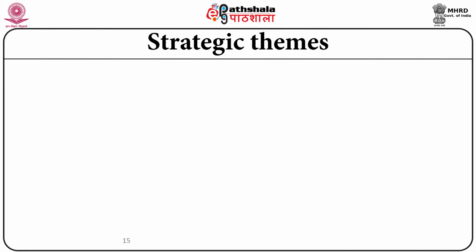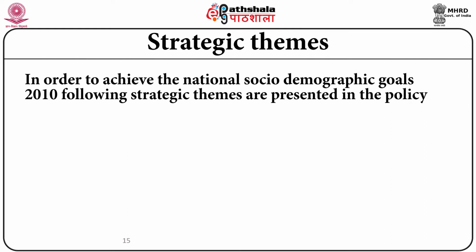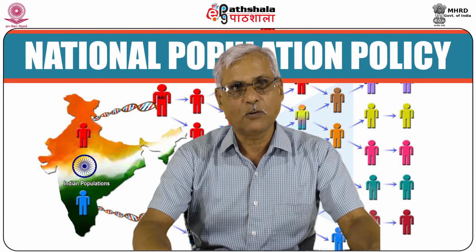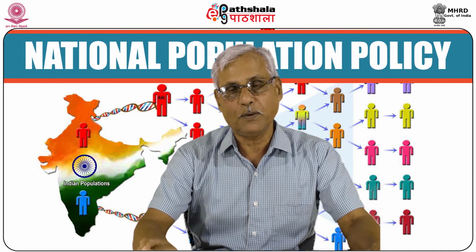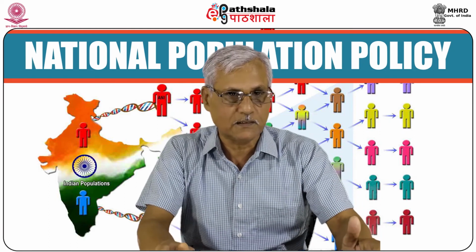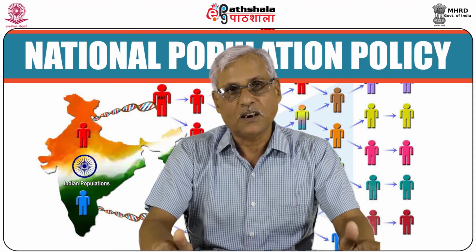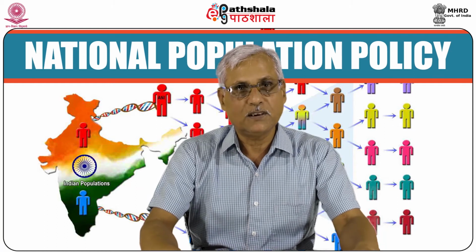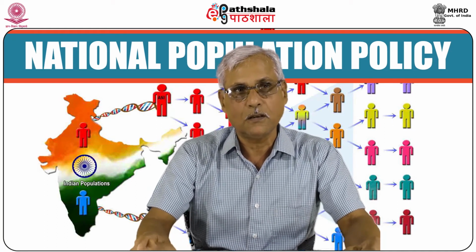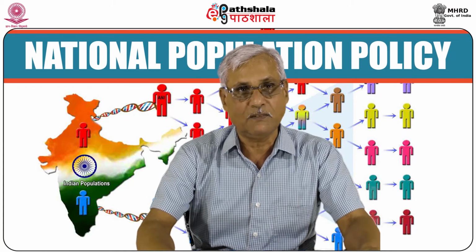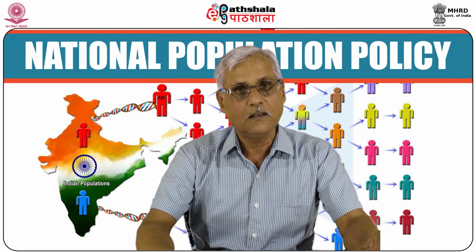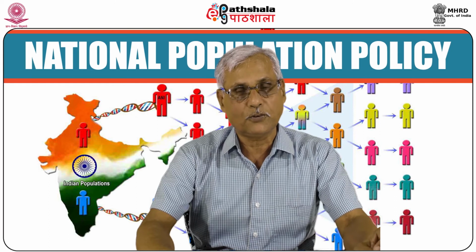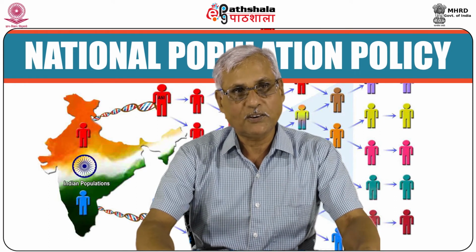Strategic themes: in order to achieve the national socio-demographic goals till 2010, the following strategic themes are prescribed in the policy. Number 1, decentralized planning and program implementation. The entire planning process, that is, the target-free approach, was adopted, with target certification from the periphery, so as to enable decentralized planning and program implementation. Number 2, coverage of service delivery at village level, with convergence of various services, because convergence, coordination, and community participation are key inputs for program effectiveness.